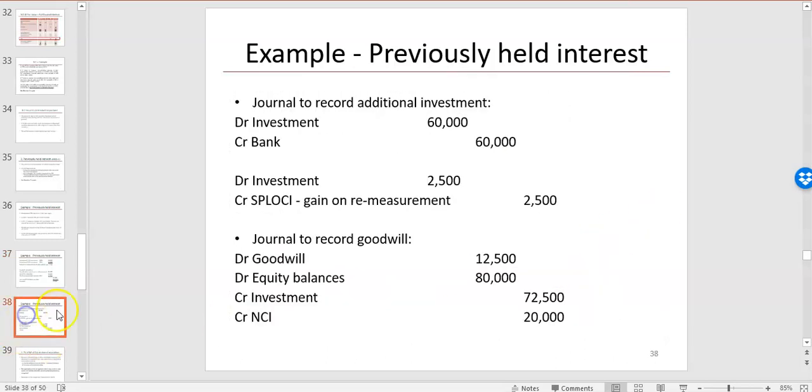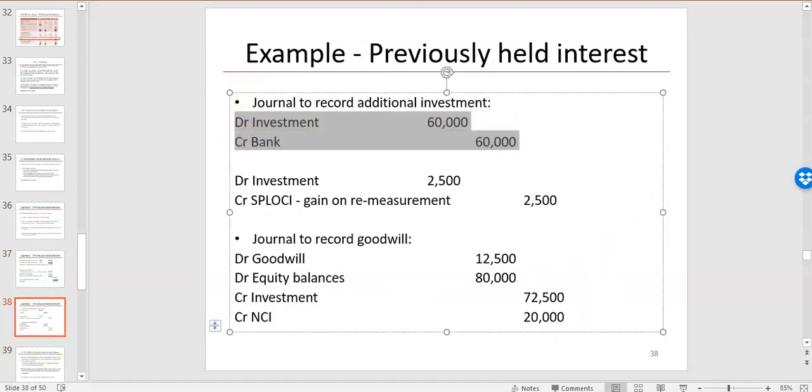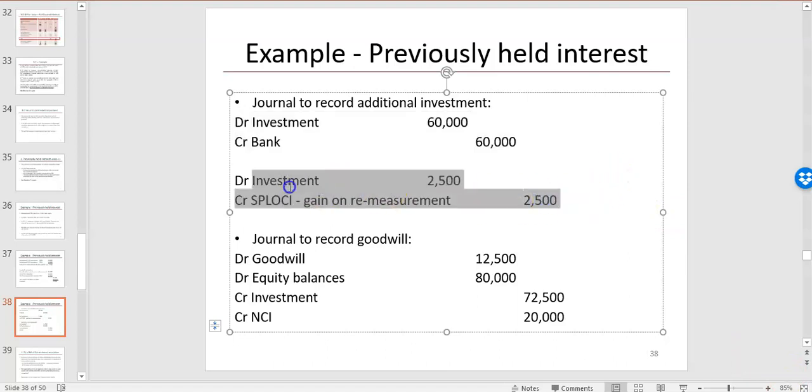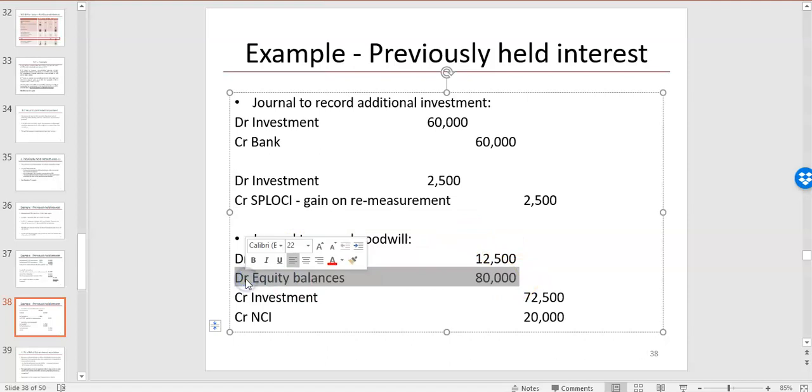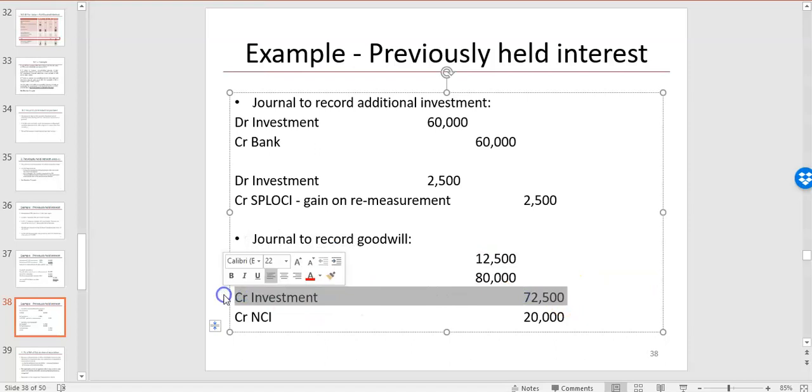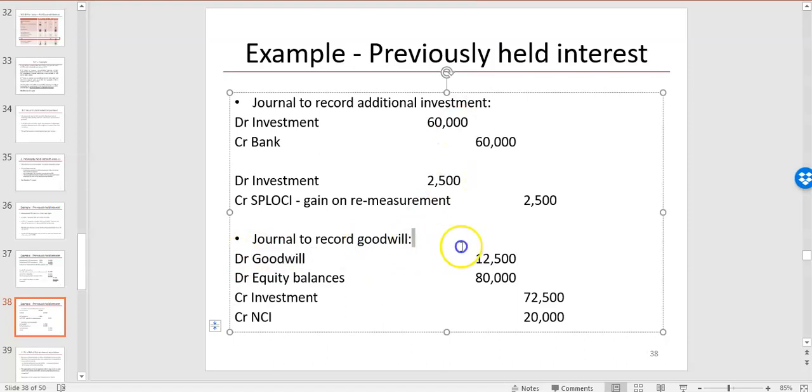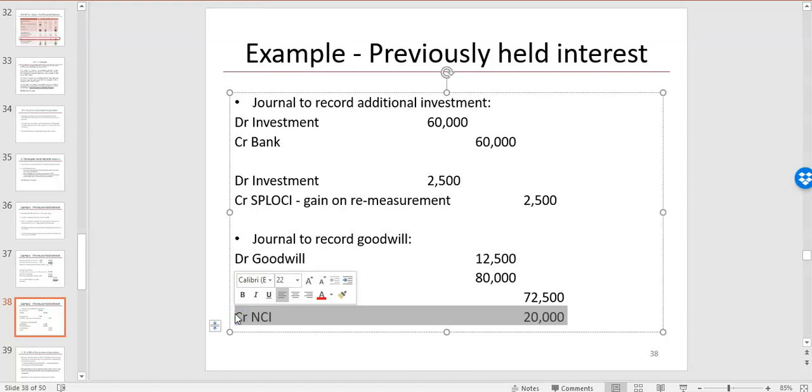So you can see the journals: recognize the additional investment at the 60,000, debit the investment of the parent, credit the bank. We've already talked about the remeasurement in a stepped acquisition, and then you record the journals. You get rid of the equity, ordinary share capital and retained earnings. We're not given the breakdown, so we just put debit equity to get rid of it all. You get rid of the investment, which is no longer there, which is made up of the 60 and the 12.5, and you recognize goodwill, and you recognize an NCI at its share of net assets.